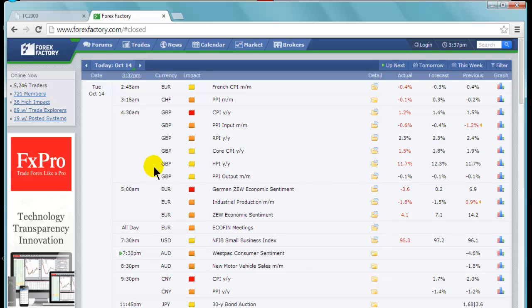For the euro, you can see that this meeting is taking place. The ECOFIN meetings, the Eurozone finance ministers meeting, is taking place all day, as you can see here. It's influencing the euro. But there was some bad news also for the euro. The German ZEW economic sentiment and industrial production were bearish. Three bearish data releases today for the euro, all right.